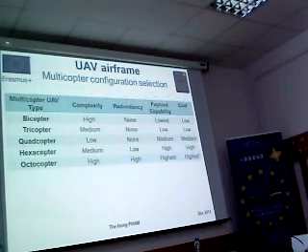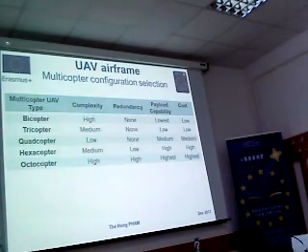So this is the comparison between the airframes of multicopters. You will see the bicopter. The complexity is very high, and it has no redundancy. And for the payload, it cannot carry too much, and the cost is low. You can see the tricopter also. The complexity is medium. It has no redundancy. The payload is low, and the cost is low.